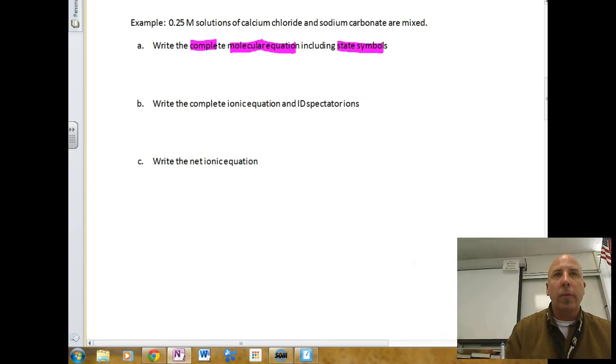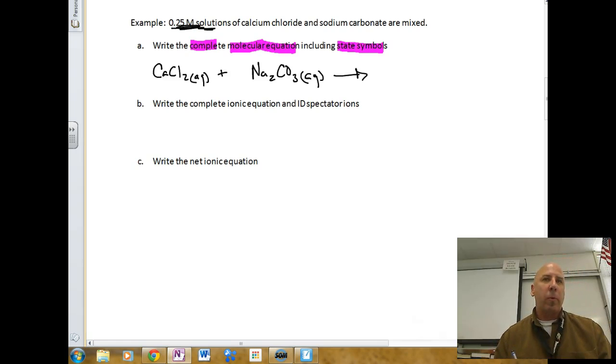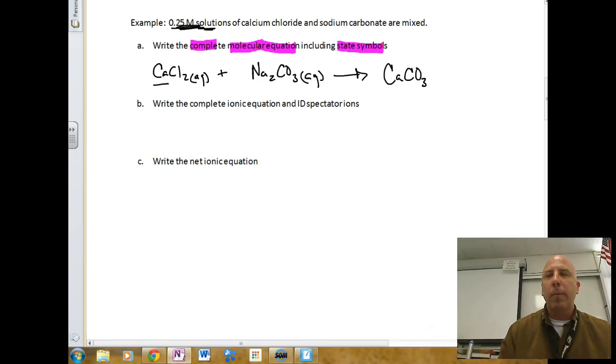So first off, let's do calcium chloride, and that is an aqueous solution. We know it's an aqueous solution because it tells us 0.25 molar solutions. We're also going to have sodium carbonate, also an aqueous solution. Now we're going to do a double replacement reaction where we take the metals and rewrite them with nonmetals. So we're going to take the calcium and put it with a carbonate, and we get calcium carbonate. And we're also going to get sodium chloride.